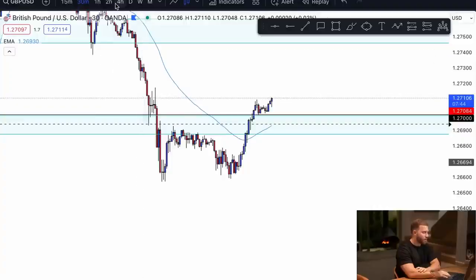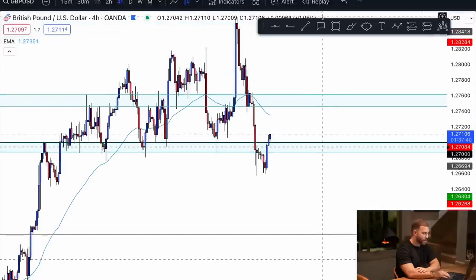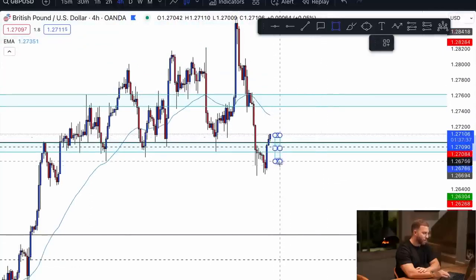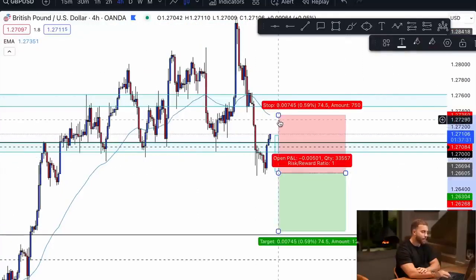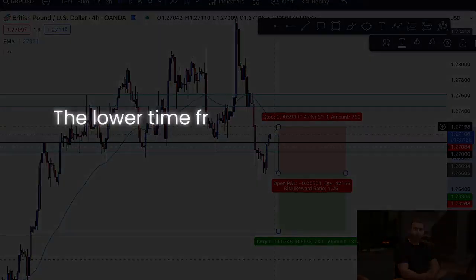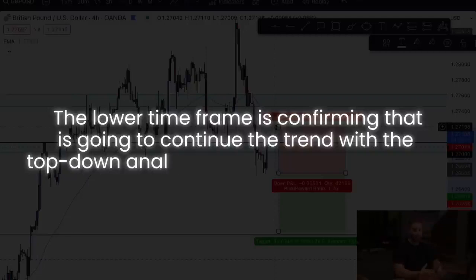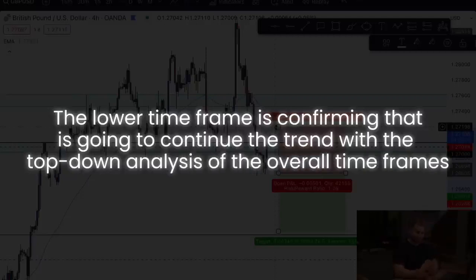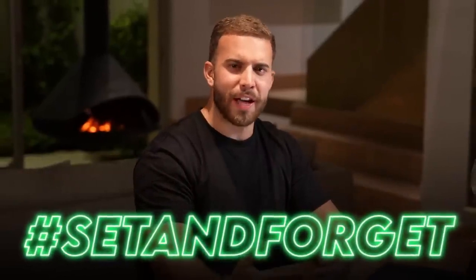So when you get over to the 4-hour time frame, you would pretty much see one big red candlestick going like this, and what you know is that on the 30-minute time frame we shifted. This is where you enter the trade, and then you can pretty much set and forget your way to success, because the lower time frame is confirming that it is going to continue the trend with the top-down analysis of the overall time frames. And you're probably asking yourself, what is this word set and forget, and how can you set and forget your way to success?